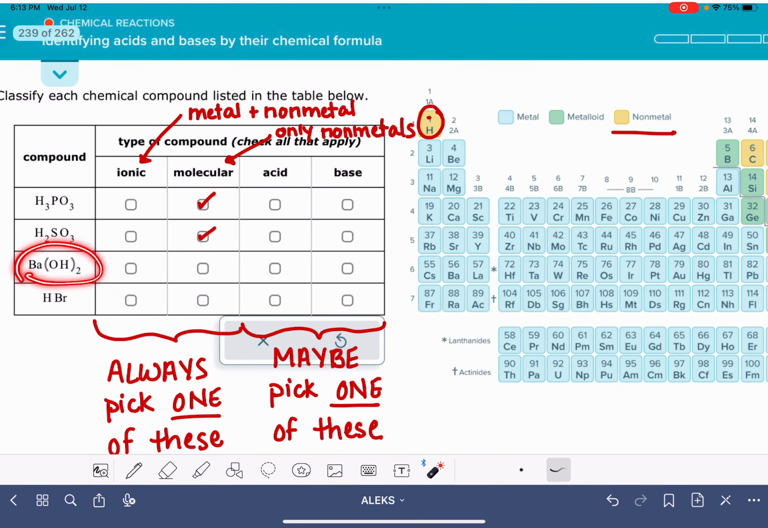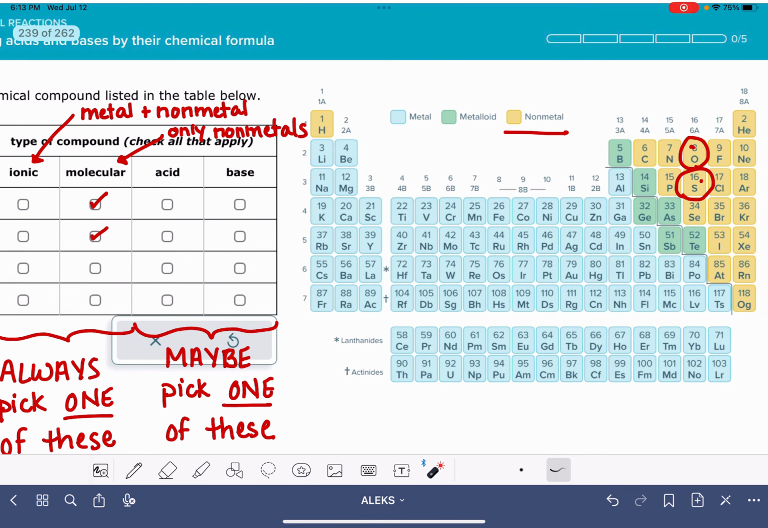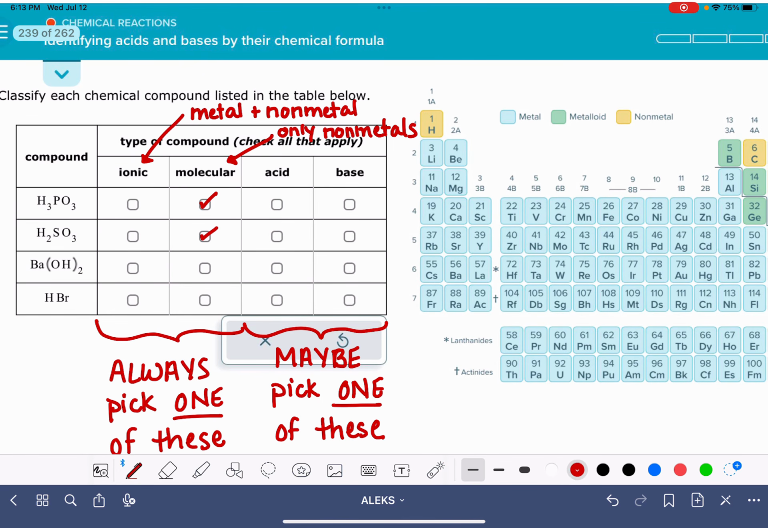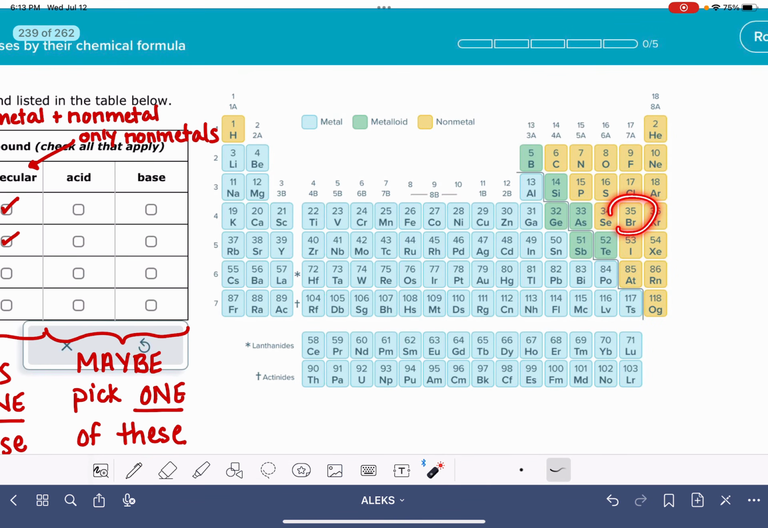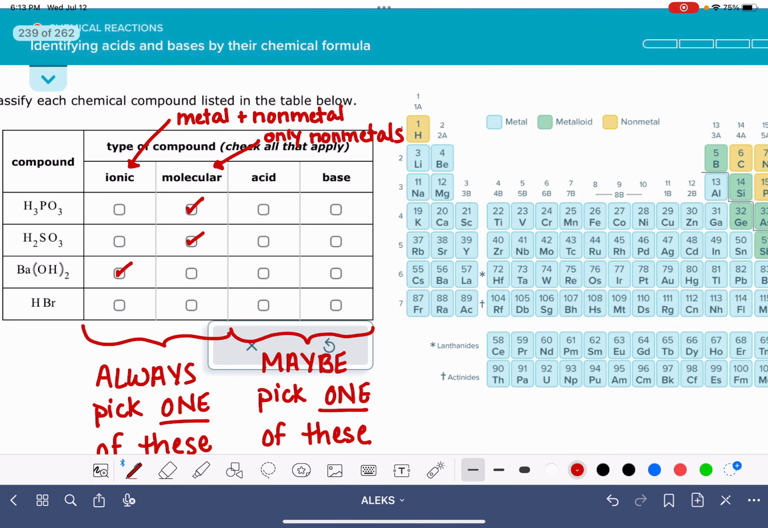Now I have Ba(OH)2. Let's find those atoms. Barium is right here. There's a metal. There's oxygen, there's hydrogen, so there's nonmetals. So this is an ionic compound. It contains metal and nonmetal. Last but not least, I have HBr. Here's the hydrogen, and here's bromine, nonmetal, so that makes this molecular.